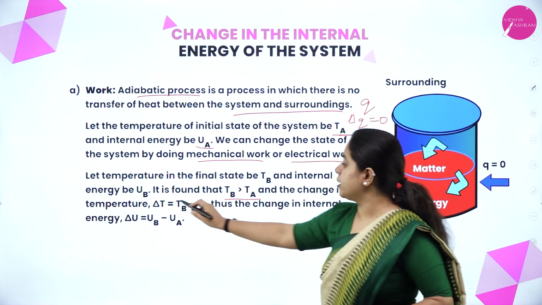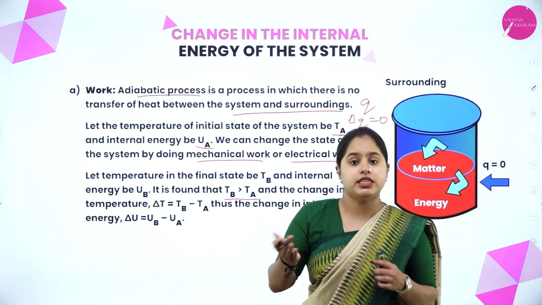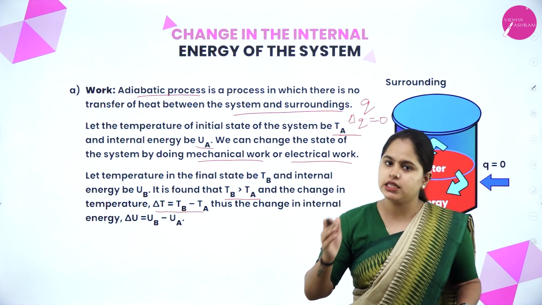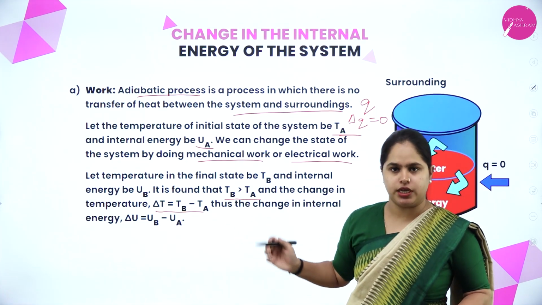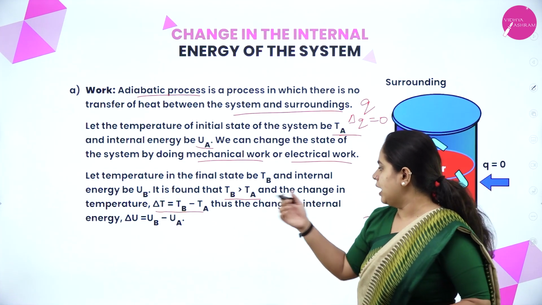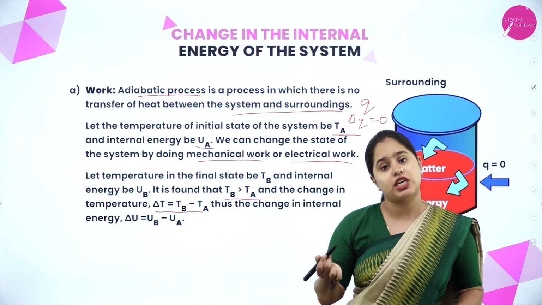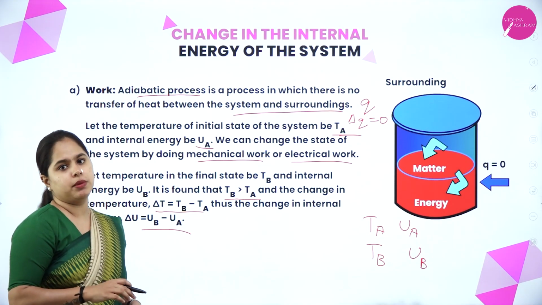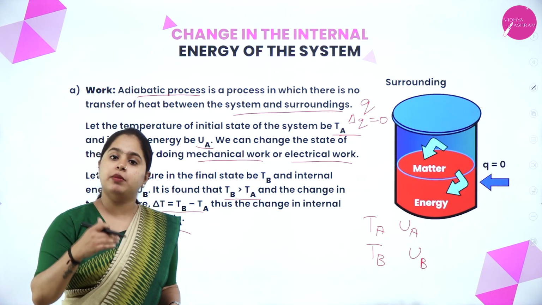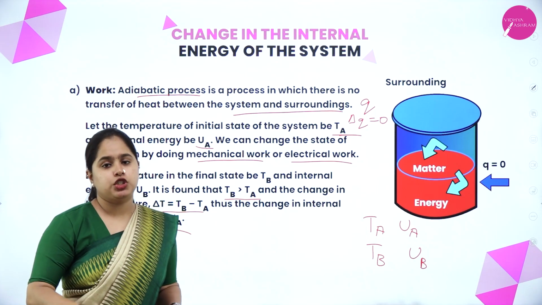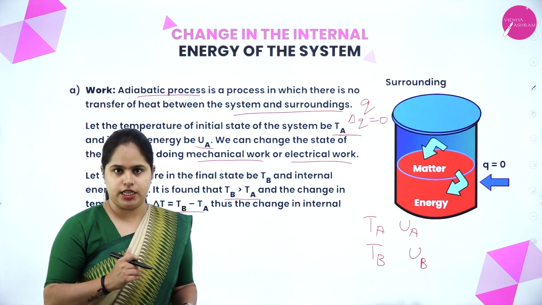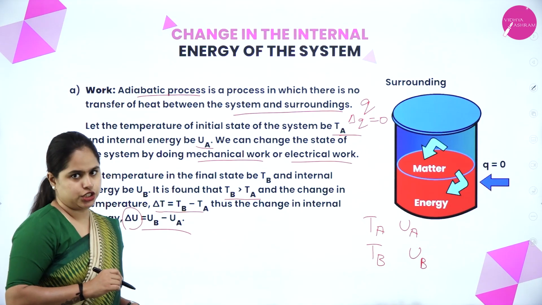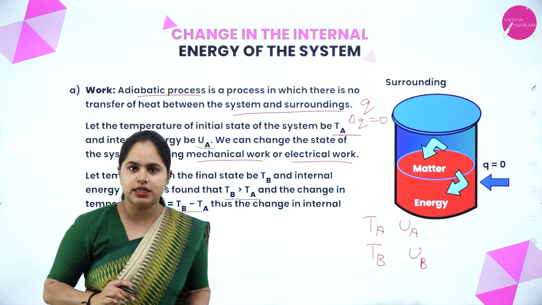Hence the change in temperature, delta T, is equal to the final minus the initial temperature, TB minus TA, as TB is greater than TA. And the change in internal energy is delta U equal to UB minus UA. UB is the final internal energy and UA is the initial internal energy. If you take the difference, you get the change in internal energy. I hope it is clear.